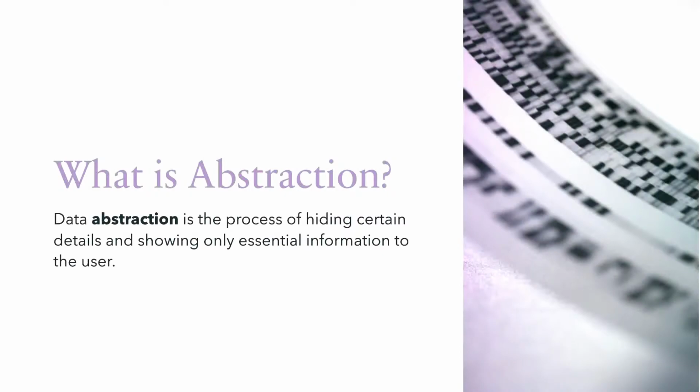Hello everyone. In this video we're going to discuss what abstraction is and understand what the keyword abstract means. So let's get started. Let's first look at the definition of abstraction and then let's understand that. So what does the definition say? Data abstraction is the process of hiding certain details and showing only the essential information to the user.